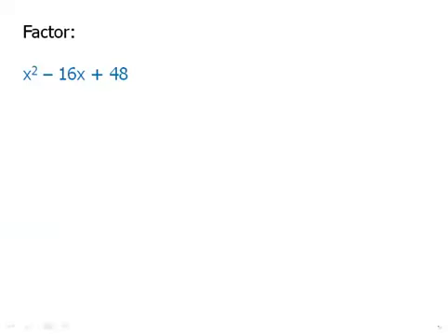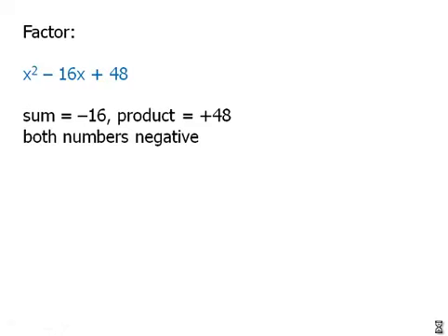Now this one's interesting. Here we have a positive product but a negative sum. Well, how does that happen? Well, this means that both the numbers are negative. Because in other words, if you have negative times negative, that will give you a positive, but if you have negative plus negative, that will give you a negative. So both numbers must be negative.